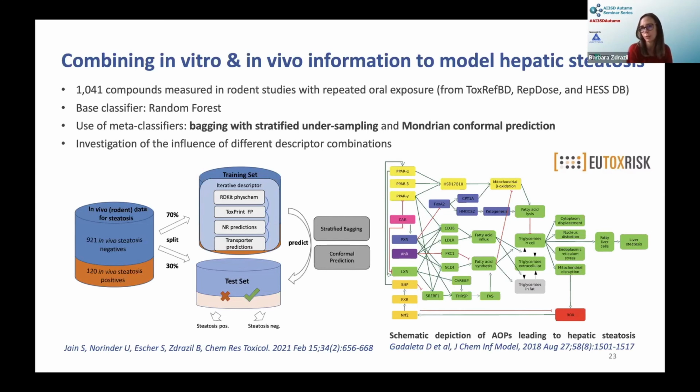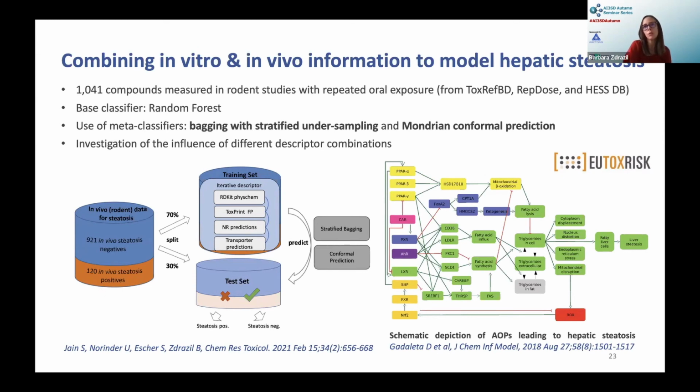is liver steatosis. And what we had at hand was an in vivo data set, as I said, of more than 1,000 compounds, which were measured in rodent studies with repeated oral exposure, which have been collected from mostly open data sources. Some were closed as well. And you can also see in this depiction on the left that this is quite an imbalanced data set. So we had a lot more negatives than positives.